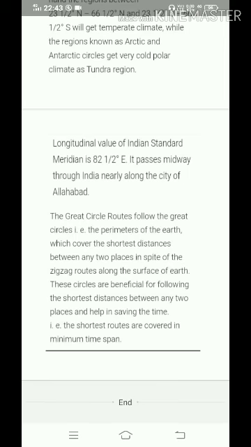Now, the great circle routes. These follow the great circle perimeters of the earth, which cover the shortest distance between any two places in spite of zigzag routes along the surface of the earth. These circles are beneficial for following the shortest distances between any two places and help in saving time. The shortest routes are covered in a minimum time span.